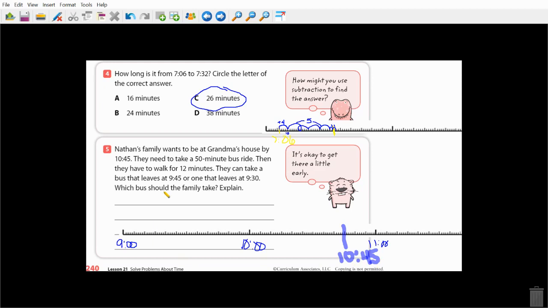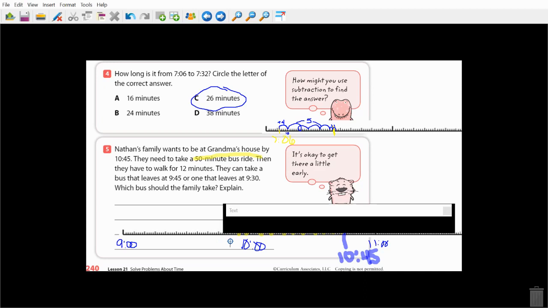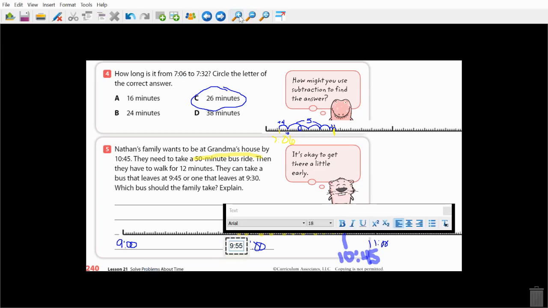10:45. Okay, they need to take a 50-minute bus ride. So we need to go back 50 minutes. So 5, 10, 15, 20, 25, 30, 35, 40, 45, 50. So when they do that, they're just a little bit before 10 o'clock. They're 5 minutes before 10 o'clock. And 5 minutes before 10 o'clock is going to be 9:55. Let's make this a little bit bigger.